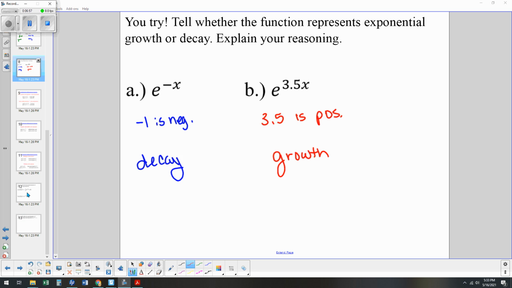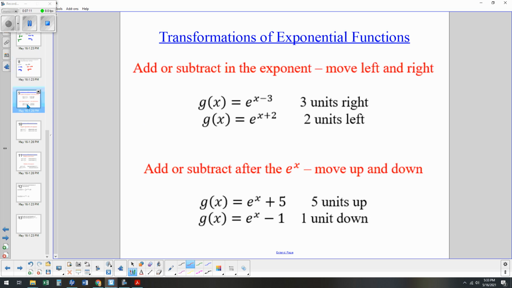The last thing we'll talk about with this are the transformations. And we've been doing transformations of functions all year. So the same things are applying. We're shifting left and right, we're shifting up and down, we have reflections, and then we have horizontal and vertical stretches and shrinks. So if I'm adding or subtracting in the exponent, I'm adding and subtracting to the x. Same as before, except it just happens to be in the exponent, but it's happening to the x. That's how we're moving left and right. And again, it's opposites. So -3 would be 3 to the right, +2 would be 2 to the left.